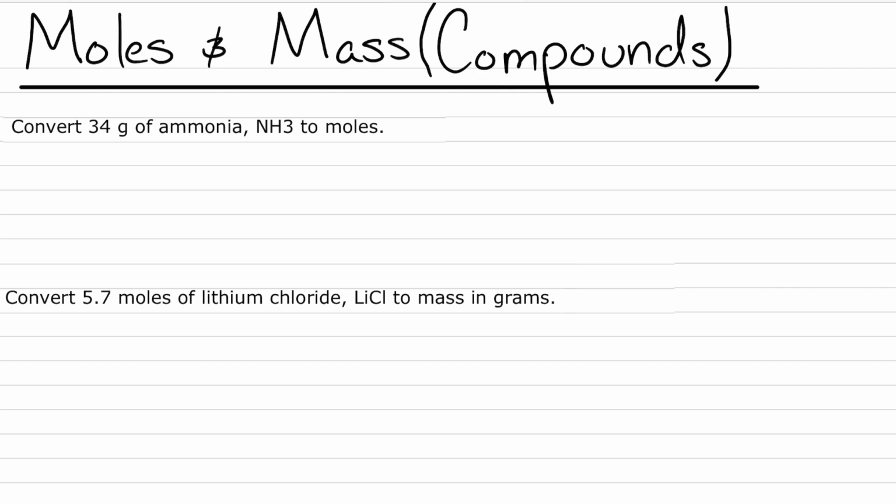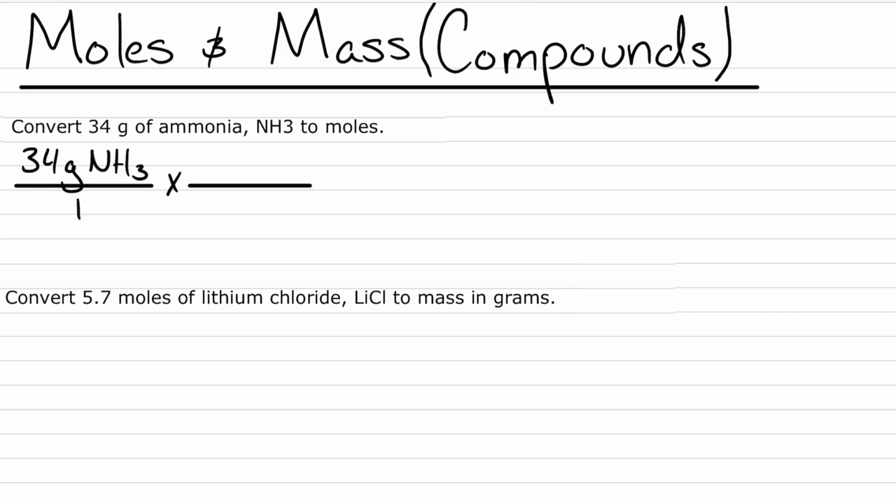Our first example says convert 34 grams of ammonia, NH3, to moles. So we start by writing down what we're given. 34 grams of ammonia. And I'm going to put that over 1, just like always. And I'm going to need to multiply by a conversion factor. The conversion factor between moles and mass is molar mass.